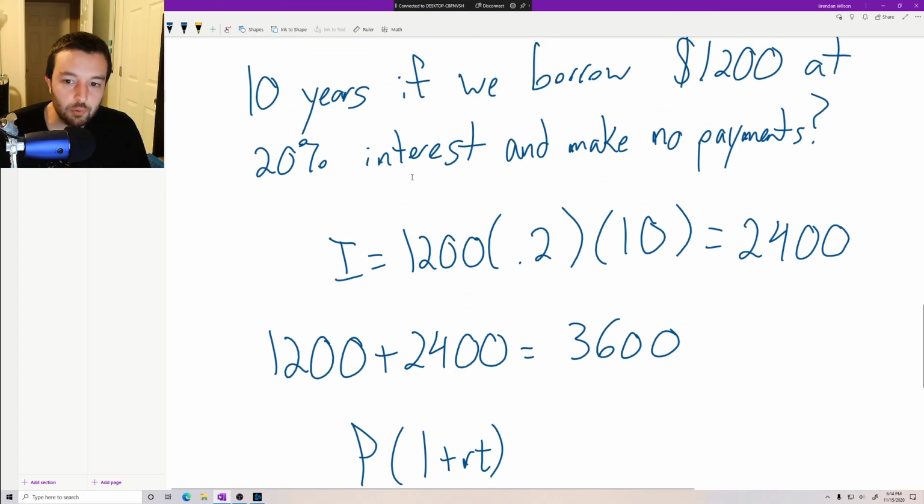So after 10 years, you owe $2,400 extra in interest. And then you also have to take into account that initial $1,200 that you borrowed and have to pay back. So altogether, you end up owing $3,600, which is triple the amount.